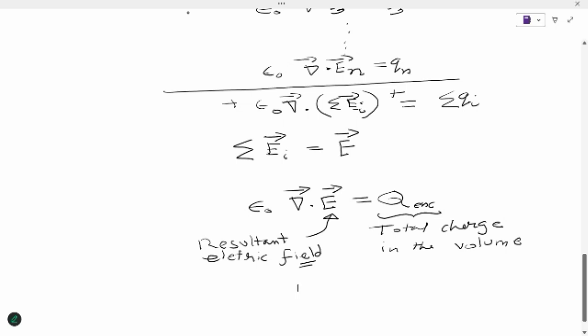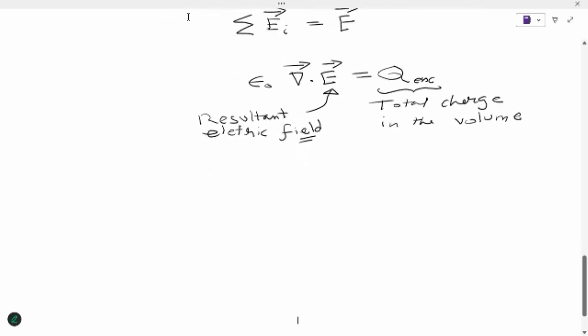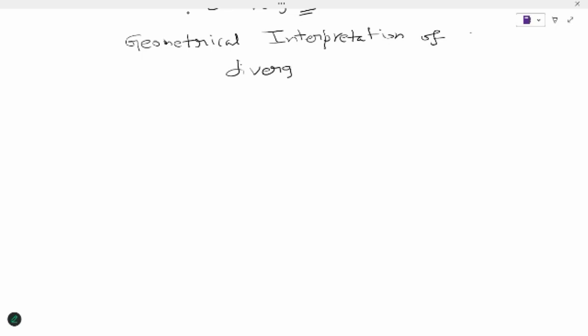Now we will now see the geometrical interpretation of the electric field of divergence. What does this divergence geometrically mean?